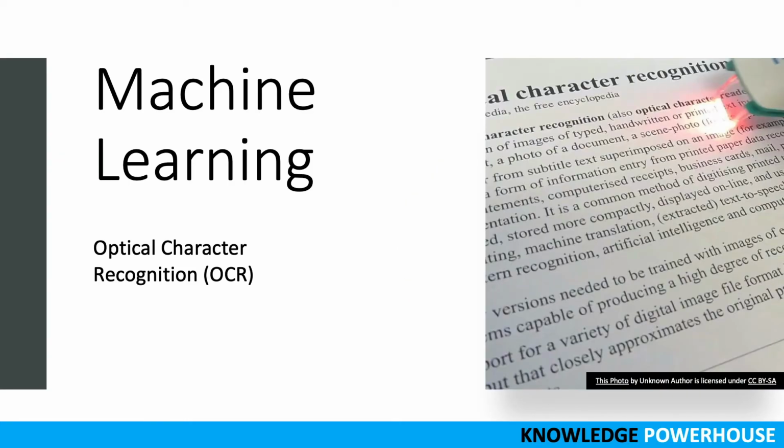Another key area of machine learning is optical character recognition. So it's a big word, OCR, and in reality it is all about whenever you have an image, and in that image there is some kind of text, the machine learning model can find out what text it is. It can convert from image to text.